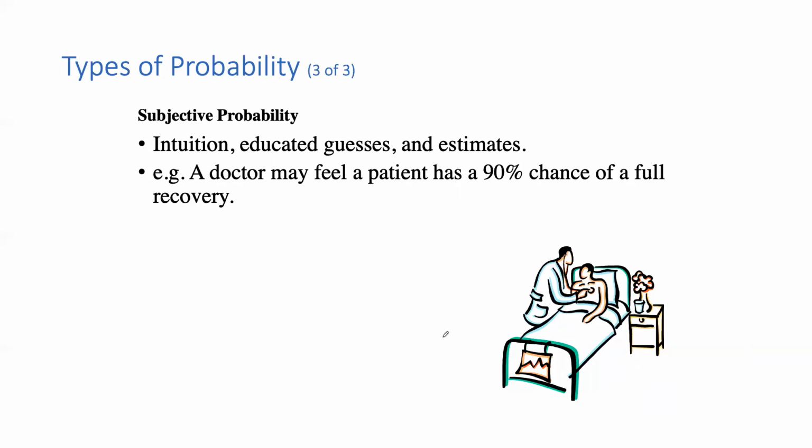So this is the third kind of probability that you might encounter, this subjective probability, and it's obviously the most suspect, right? These are just numbers people are throwing out.